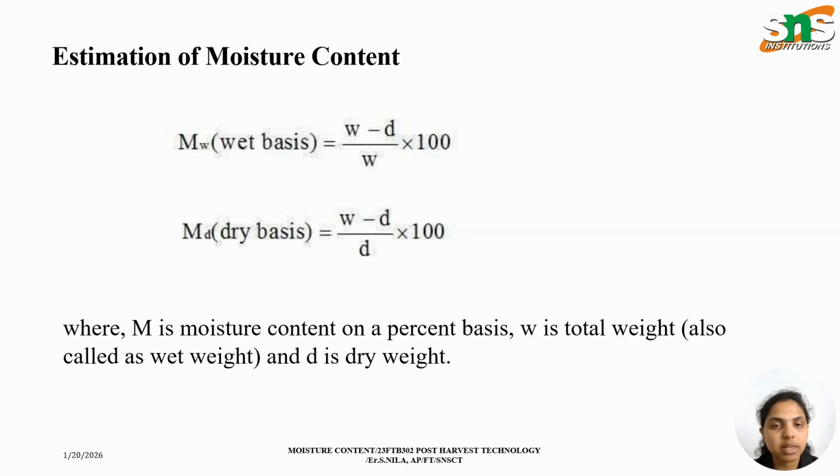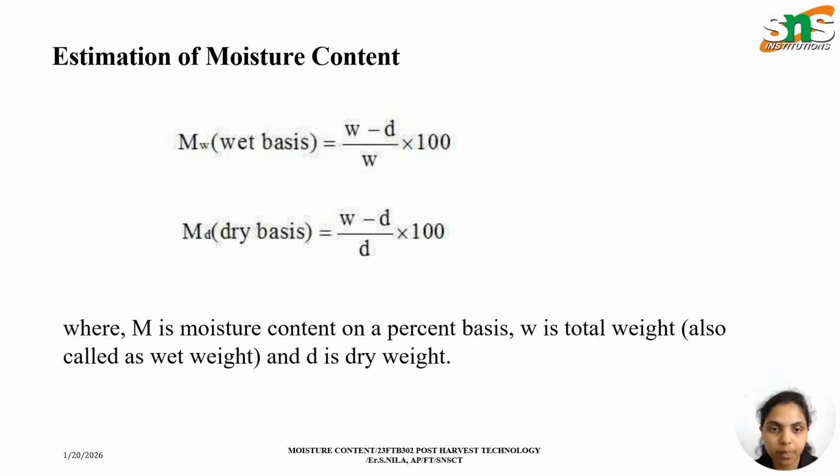So moisture content, how is it calculated? It has a formula where W represents wet weight and D represents dry weight. There are two types of weights for moisture, which are wet weight and dry weight. This method is commonly used in laboratories and industries to determine the moisture on a percentage basis.